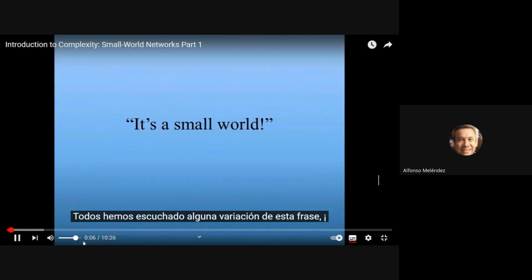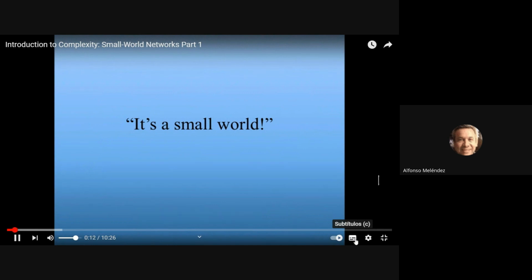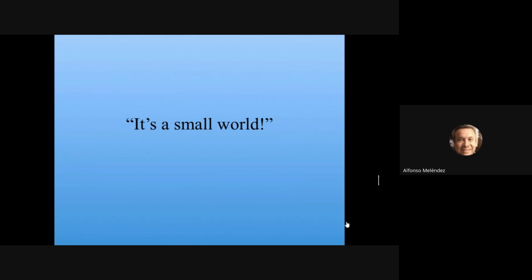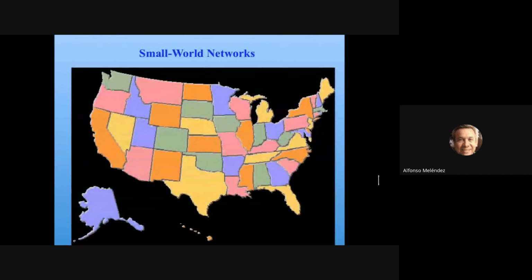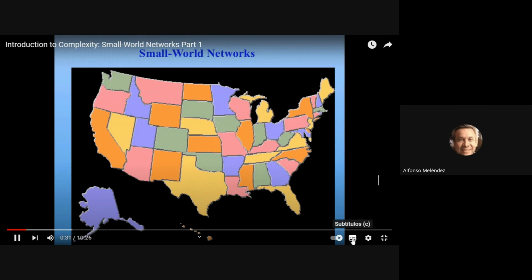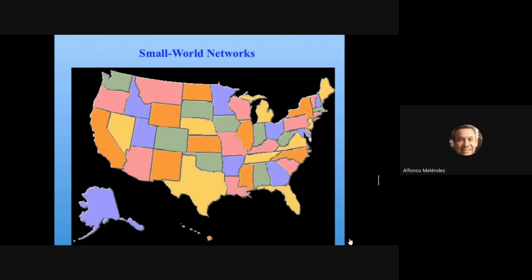We've all heard some variation of this phrase: it's a small world. Often you have some unexpected connection with someone you just met, where you have some friend in common or a relative, which seems like an incredible coincidence. The notion of small world networks tries to quantify this phenomenon. How connected are we all really? To illustrate this, we can play a little game that you can play yourself.